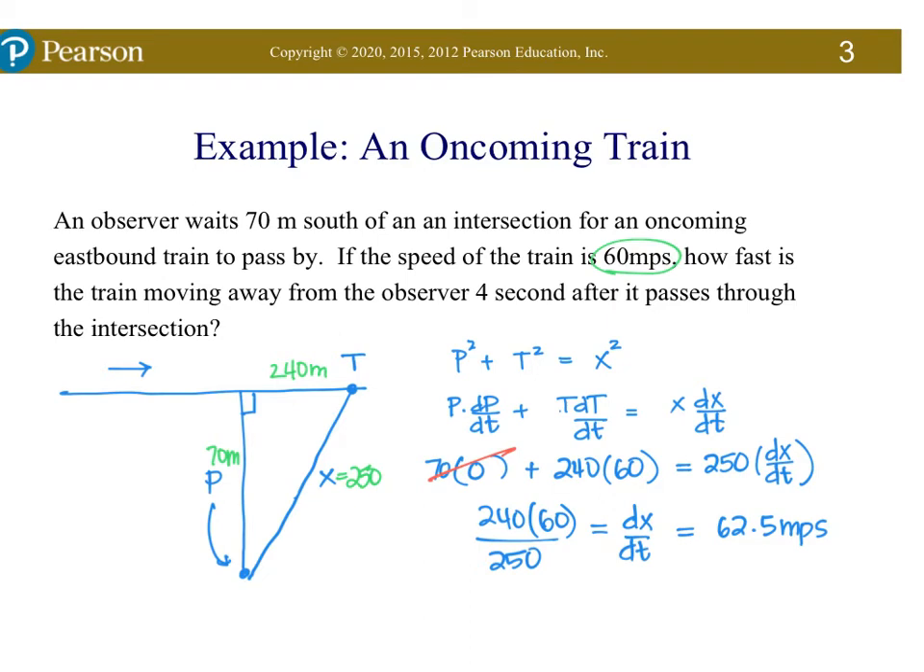So the moral is, when you're setting up these things, you set up a geometric or trigonometric expression first. Avoid using numbers. Take the derivative. After you've taken the derivative, then plug in the values for each variable or rate that you've been given.